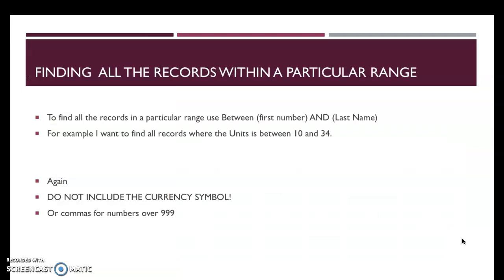When we want to find records within a particular range of numbers, we're going to use the actual word between. We put the first number, then the actual word and then we're going to put the last number. We're talking about numbers. So for example, I want to find all of the records where the units is between 10 and 34. This is going to be inclusive of the numbers 10 and the number 34. And then remember, no currency symbols, no commas for numbers over 99.